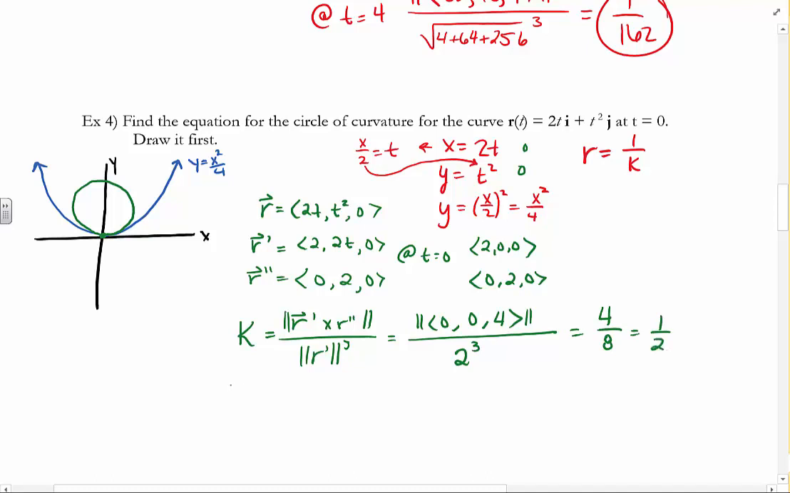So if my curvature k equals 1/2, then that implies that r equals 2, because your radius is the reciprocal of your curvature. So if my radius is 2 and my circle's right here, that means that this center point has to be at the point (0, 2), which makes the equation of my circle x squared plus (y minus 2) squared equals r squared, which is 4.